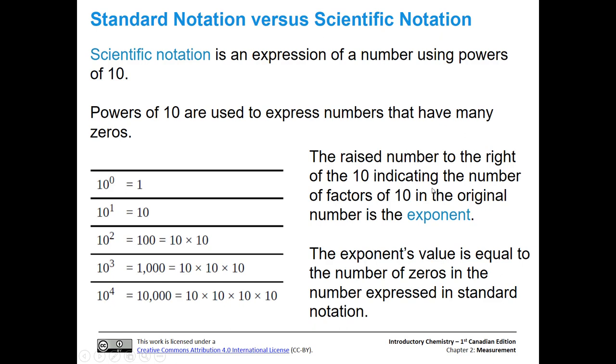And so basically, that number here that is raised to a power, that's called the exponent. And that exponent's value is always going to be equal to the number of zeros in the number expressed in standard notation. Okay?